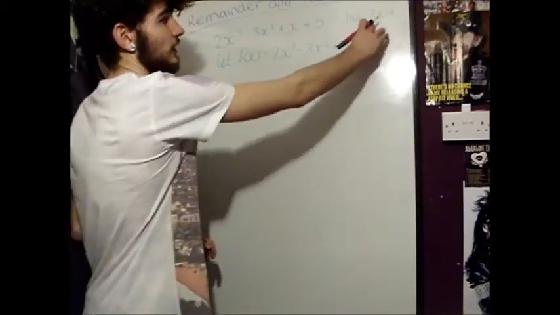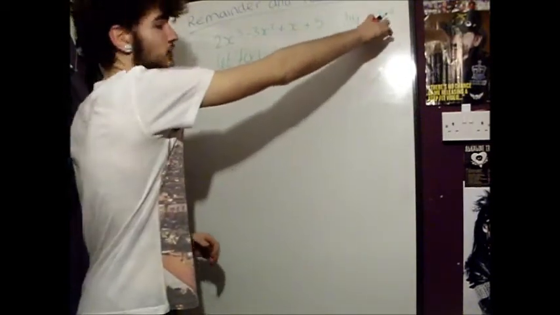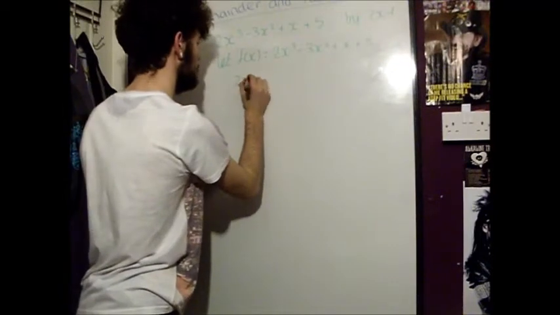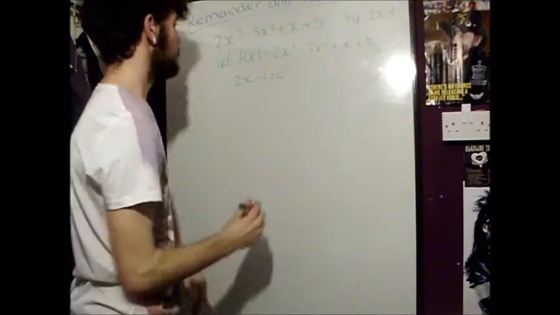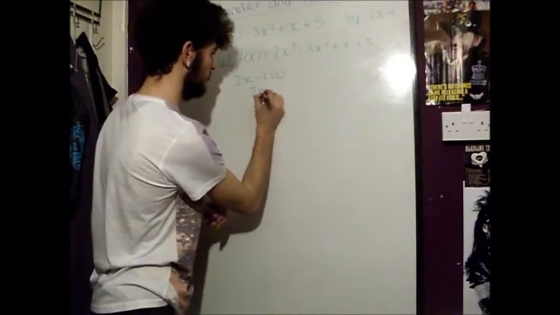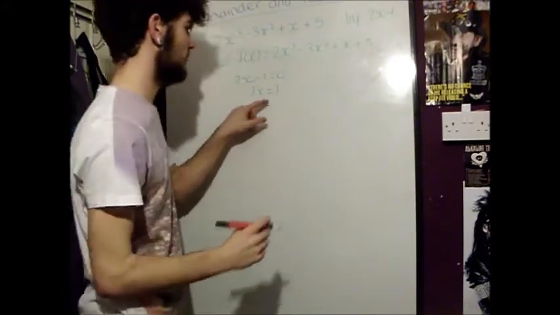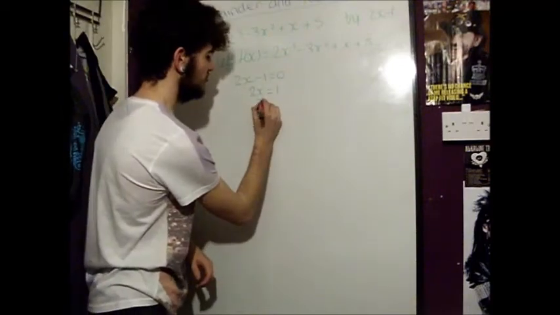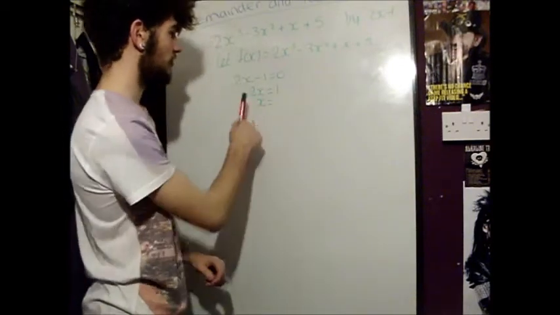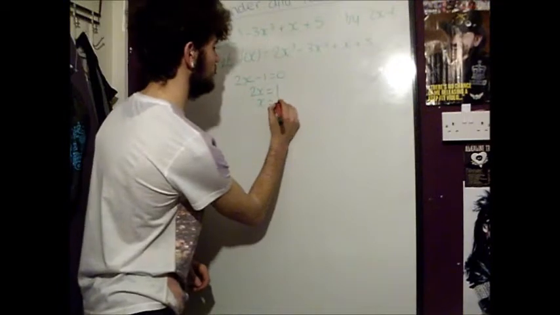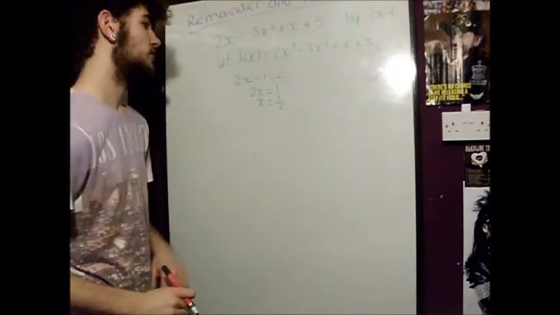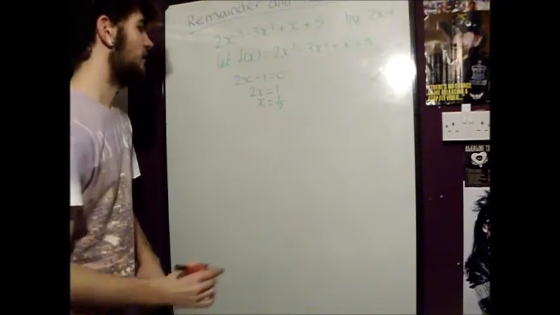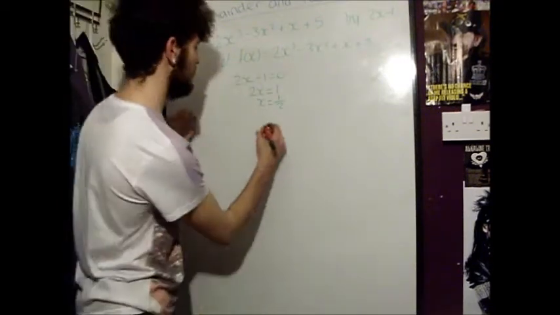Now I want to find out the x value for this linear equation. So all I do is make the linear equation equal 0, so 2x minus 1 equals 0. I add 1 to both sides to get rid of the 1, so 2x equals 1. I then divide both sides by 2, and 1 divided by 2 is a half, so the x value is a half. Now I can sub it into f of x.